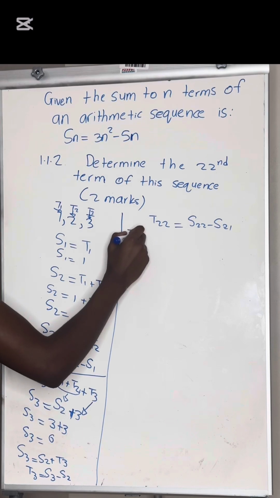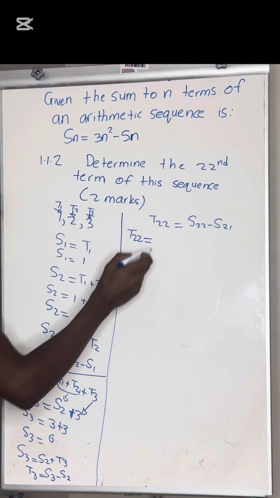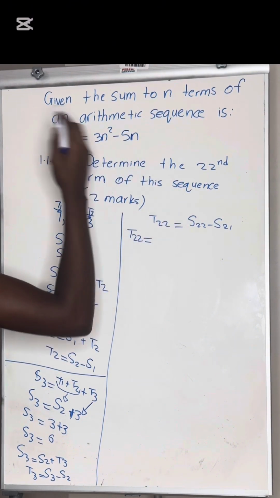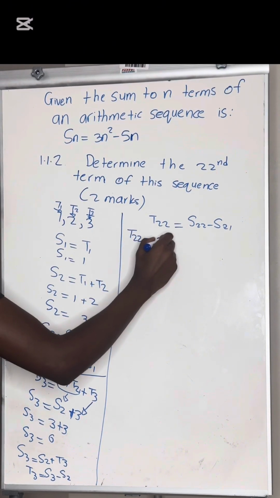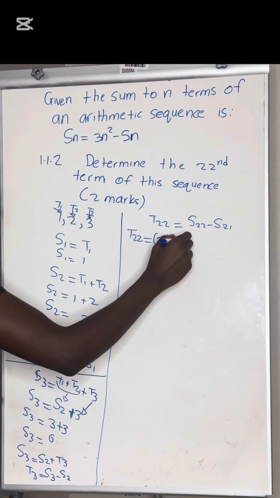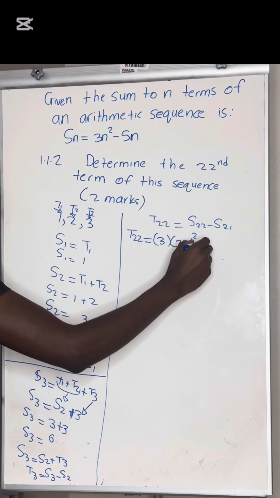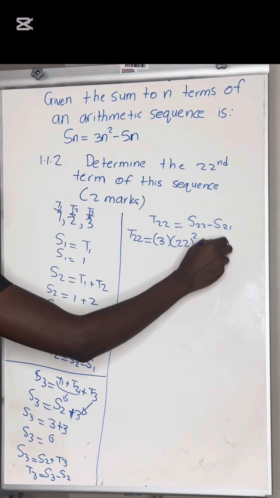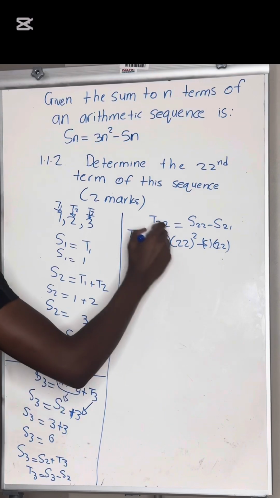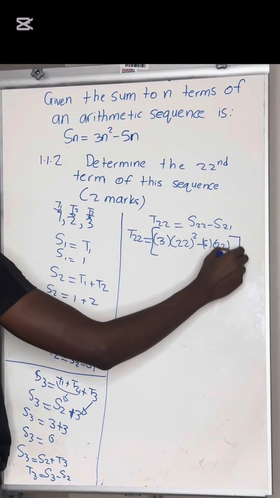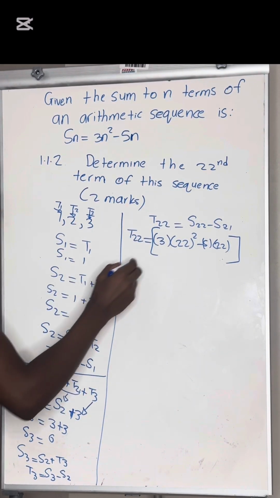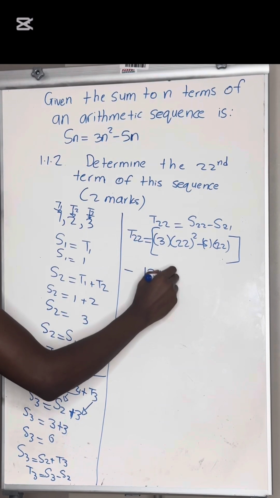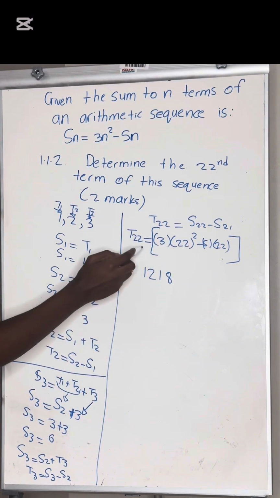Okay, so term 22 is equal to, let's substitute S22 into the formula and subtract S21 from the previous question. So 3 times 22 all squared minus 5 times 22. Let's put that in big brackets. Minus, remember we got for S21 from the previous question was 1218. Now let's punch all of this into the calculator.